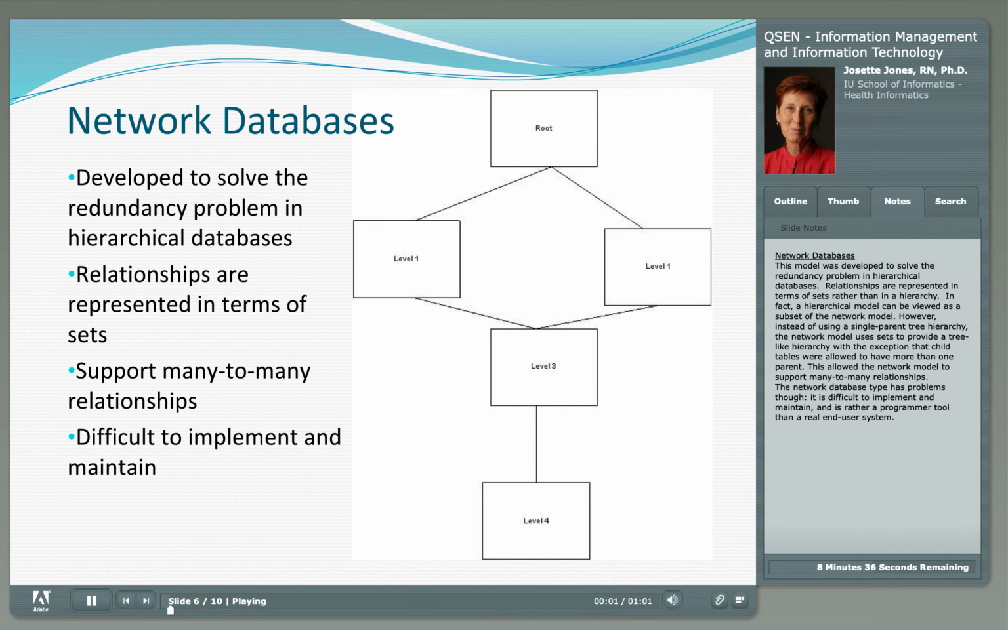The next type is the network database. This model was developed to solve the redundancy problem in hierarchical databases.